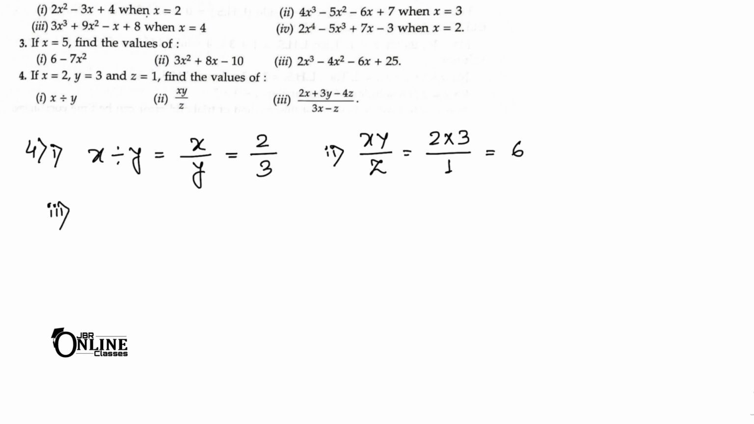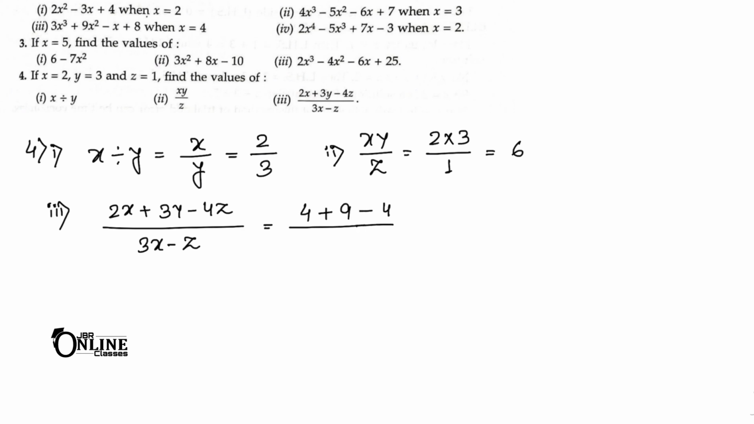Now the third one. Here 2x plus 3y minus 4z divided by 3x minus z. So 2x means 2 into 2, it's 4. Then here 3 into 3, as y equal to 3, so 3 into 3, it's 9. Then here 4 into 1, so it's 4. Then divided by 3 into x, that means 3 into 2, it's 6. Then z means here 1. So it means here 4 cancel out. So 9/5, that is your answer. You can also convert it into mixed fraction. So 1 4/5 is your answer.